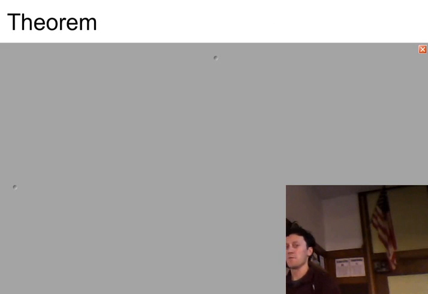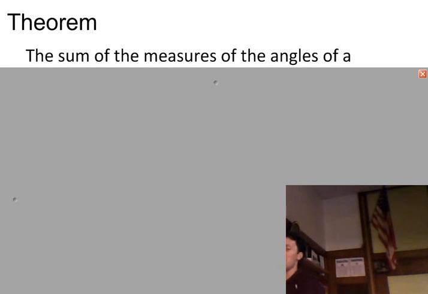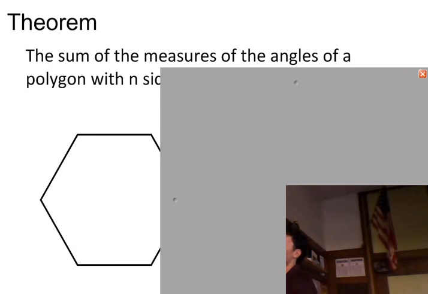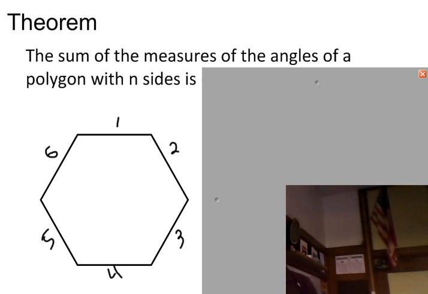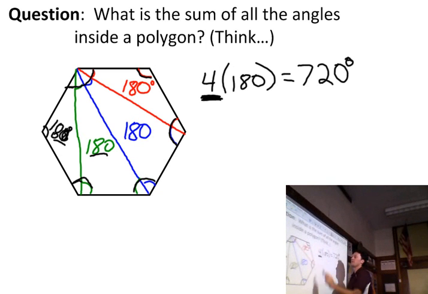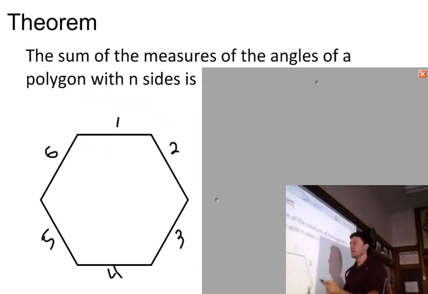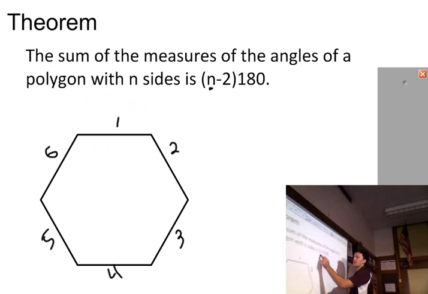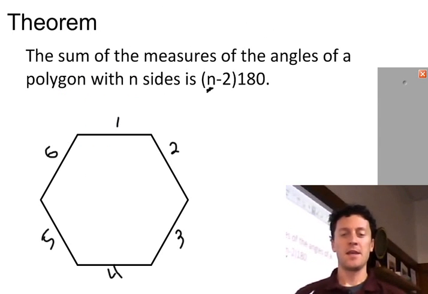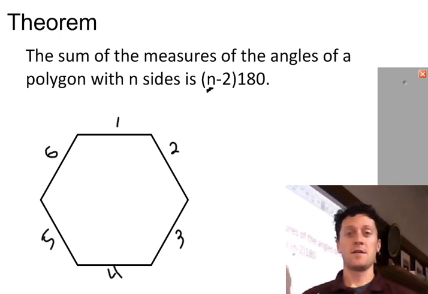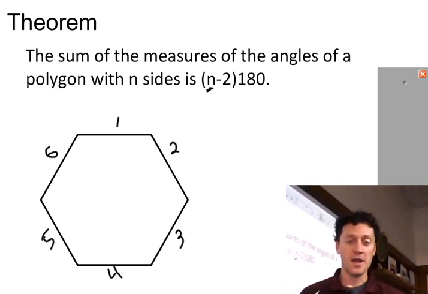So this leads us to our theorem here. The sum of the measures of the angles in a polygon with n sides, right? 1, 2, 3, 4, 5, 6. This one has 6 sides. We multiplied it times 4. So here's what happens. Take the number of sides, subtract 2, and multiply it by 180. If you take the number of sides and then subtract 2, that's how many triangles you're going to make.